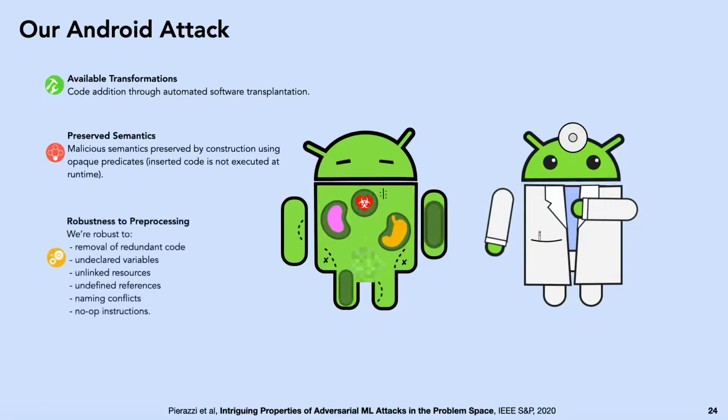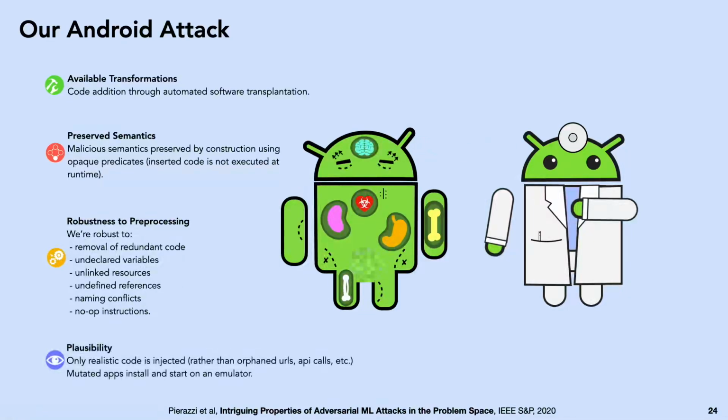And by using forward and backward slicing to only transplant complete realistic code gadgets, we can be robust to static analyses that detect and remove redundant code, and which should also help maintain the plausibility of the new app.